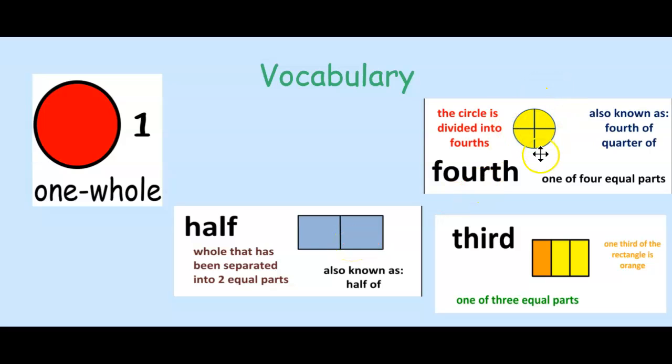This circle is cut into fourths, and we call it 4/4. This rectangle is cut into thirds, and we call it 3/3, because there are three equally sized pieces.